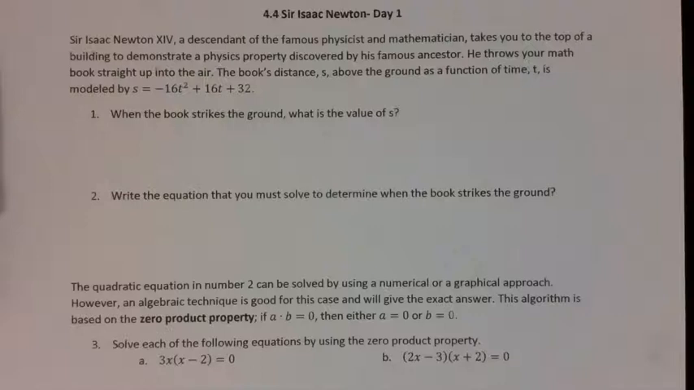Alright, in this problem, this man is taking you up to the top of a building to show you a physics property where everything that goes up must come down. He is taking your math book and throwing it straight up into the air, and the distance of the book can be modeled by the equation given. So when the book strikes the ground, what is the value of s?